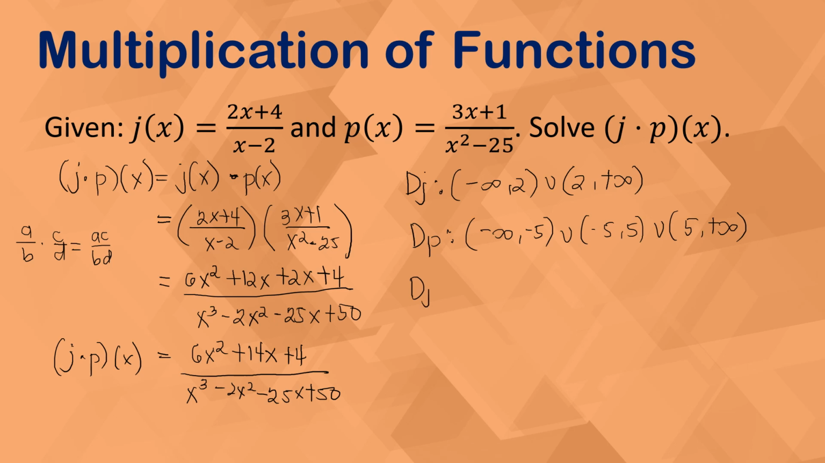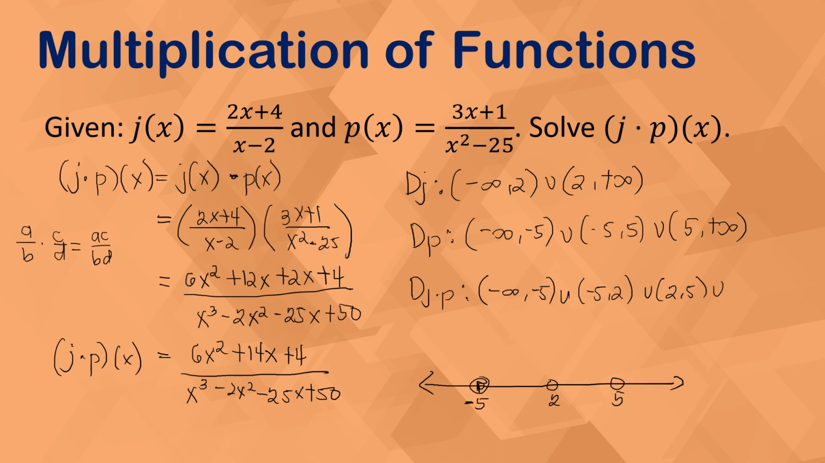So the intersection of the domains of j and p functions, we use the number line so that we can verify. On this side, we have negative 5, excluding negative 5. We have here positive 2, exclude also positive 2, and of course exclude positive 5. So based on our number line, the intersection will be all real numbers less than negative 5, union of negative 5 and 2, union of 2 and 5, and union of all real numbers greater than 5. So that is the intersection of the domains of j and p.